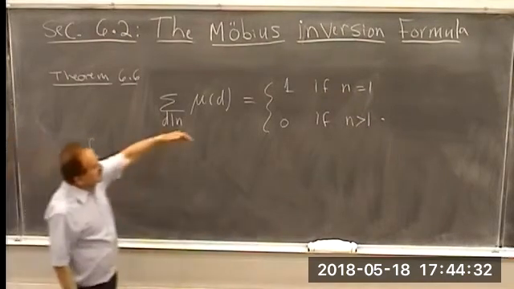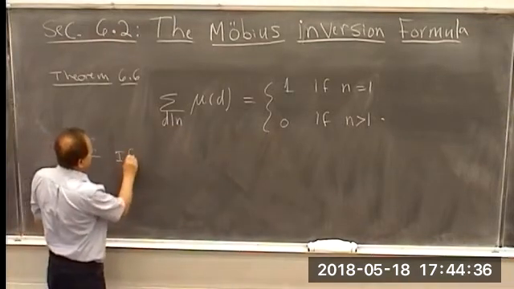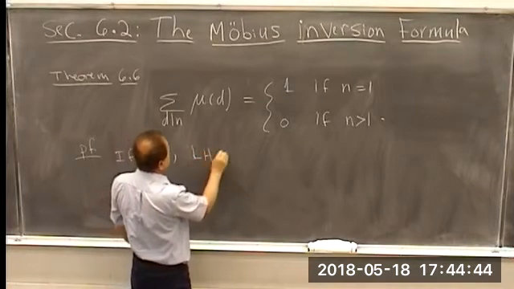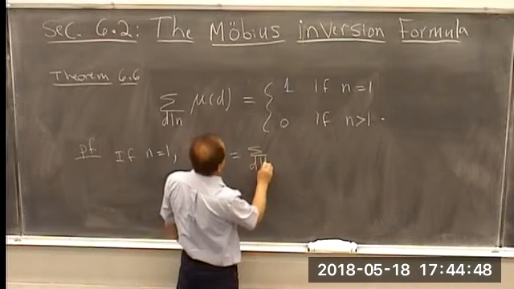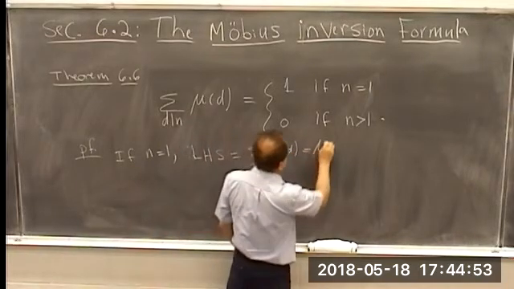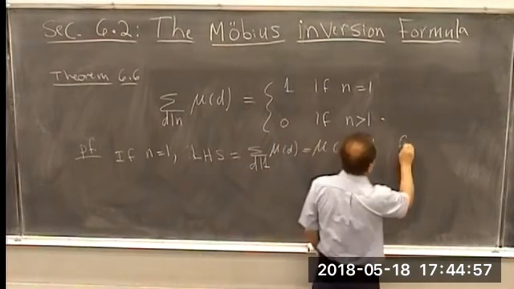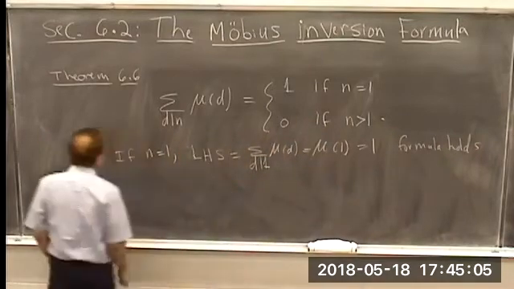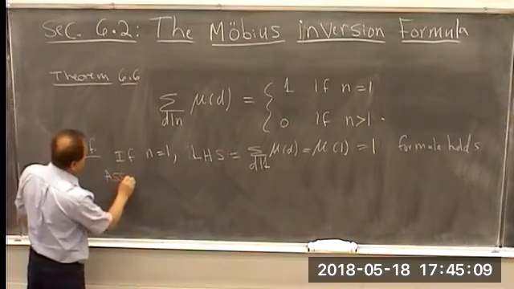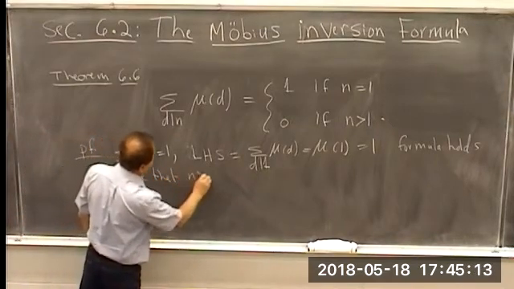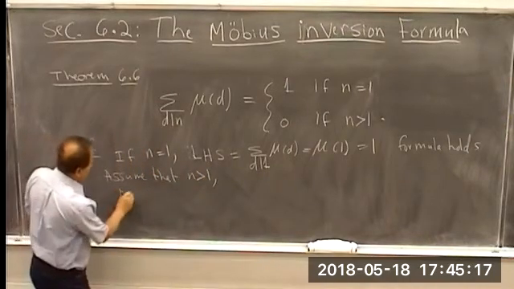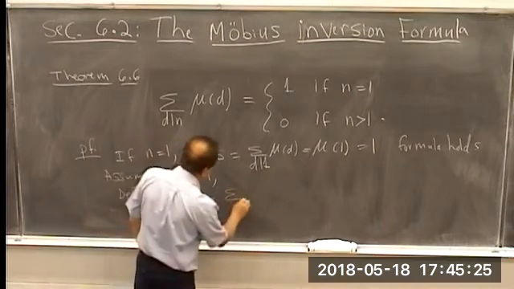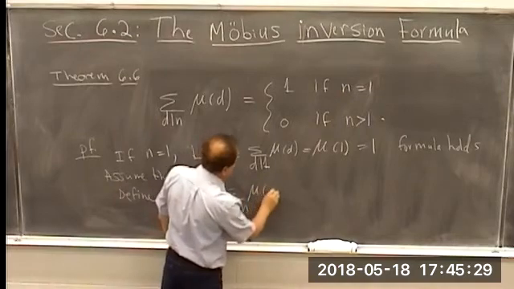Well, let's look at the special case n equal to 1, where the formula is true. If n equals 1, then the left-hand side is the sum over d dividing 1 of mu of d, which is just mu of 1, which is equal to 1. So the formula is true for 1. Now let's assume that n is bigger than 1. We're going to define a new function, capital M of n, to equal the sum over d dividing n of mu of d.